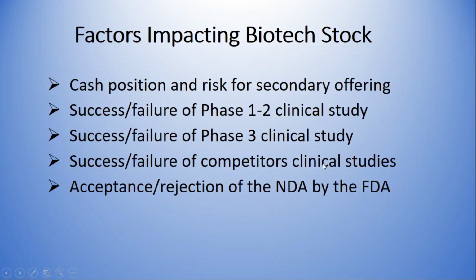I'm going to tie it to biotech stocks. This is my last slide. What impacts a biotech stock is cash position and risk for secondary offering. I'm going to try to put a link here to my second video where I talk in detail about secondary offering, so you know what that is. Now, of course, the success or failure of phase 1, phase 2 studies, and success or failure of phase 3 studies. If a phase 3 study fails, it has, of course, a bigger impact. And even the success or failure of competitor drugs. I mean, if you have a very strong competition, and their study fails, it's good for you. Your company's stock goes up, or vice versa.